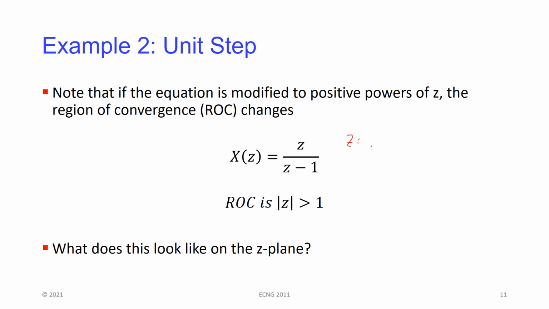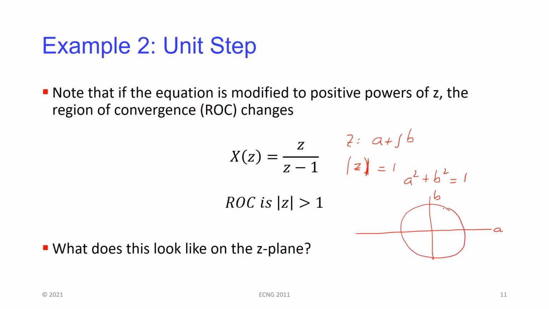So if Z is equal to some A plus jB, and I'm telling you that mod Z, for instance, let's say is equal to 1, forget the greater than for this time. If that is equal to 1, it means that A squared plus B squared is equal to 1, right? And what is A squared plus B squared equal to 1? If this is A and this is B, A squared plus B squared equal to 1 is a circle of radius 1.